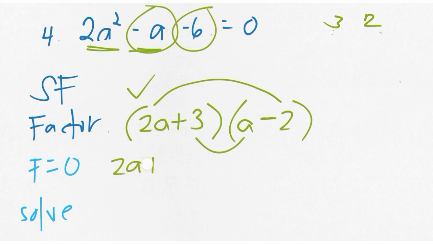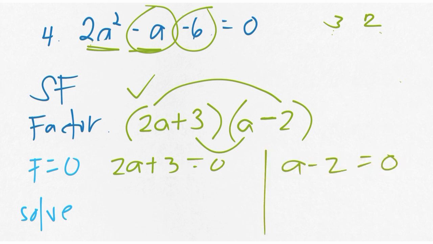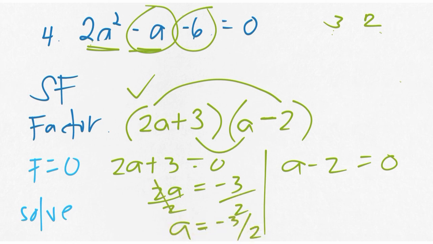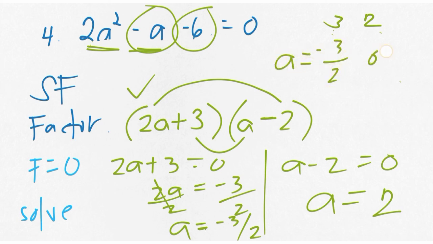Okay. So, next is to equate each factor to 0. So, 2a plus 3 equals 0. The other one is a minus 2 equals 0. So, solve for a. So, 2a equals negative 3. Divide both sides by 2. So, a is equal to negative 3 over 2. The other one, a is equal to positive 2. So, the solution is a is equal to negative 3 over 2 or a is equal to positive 2.